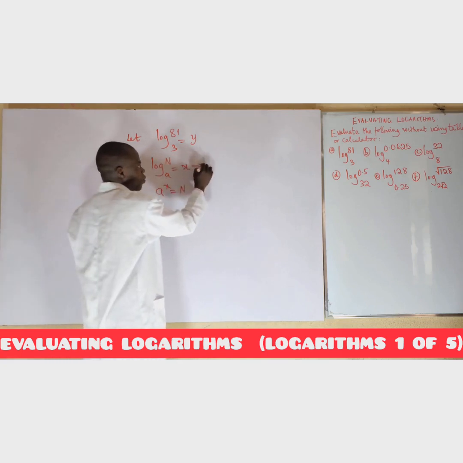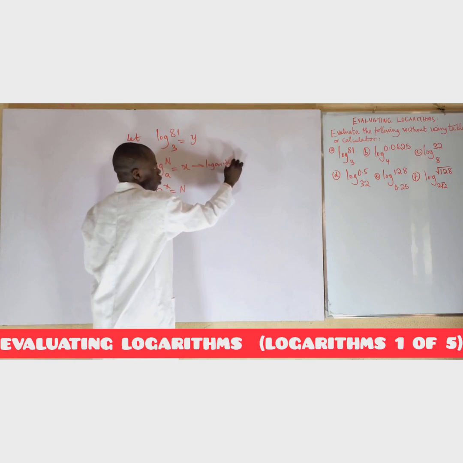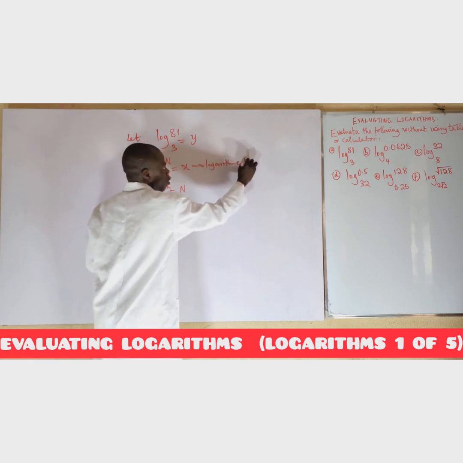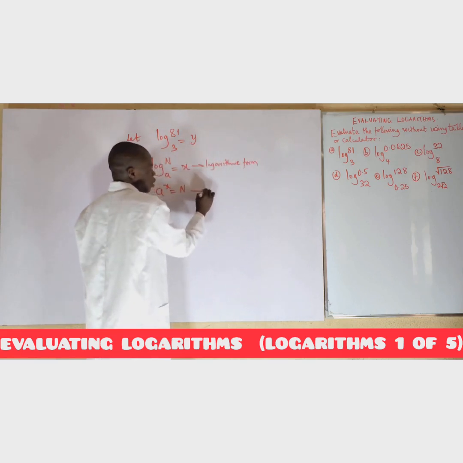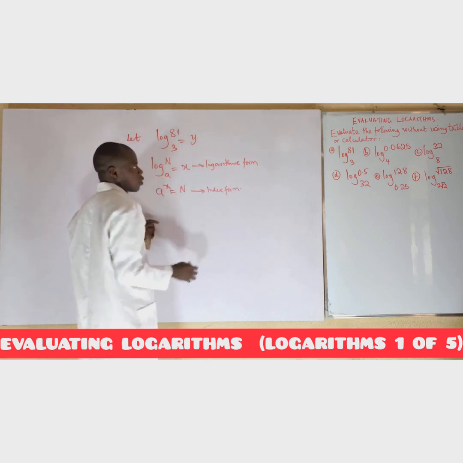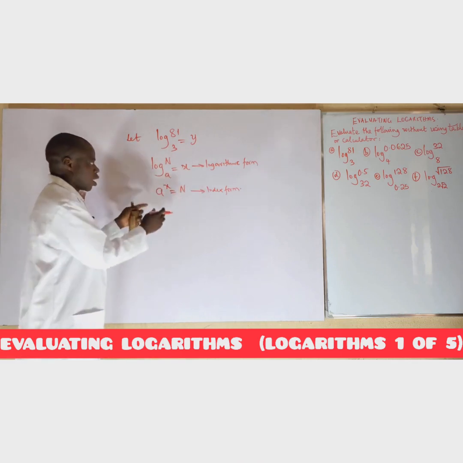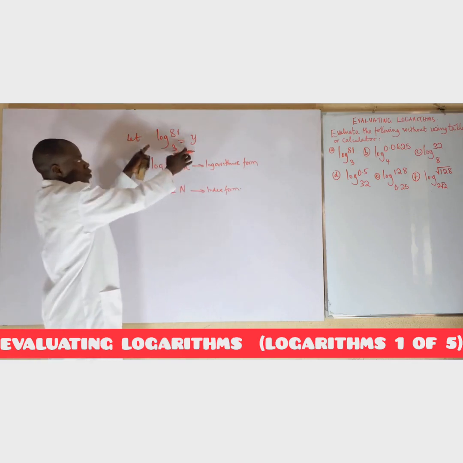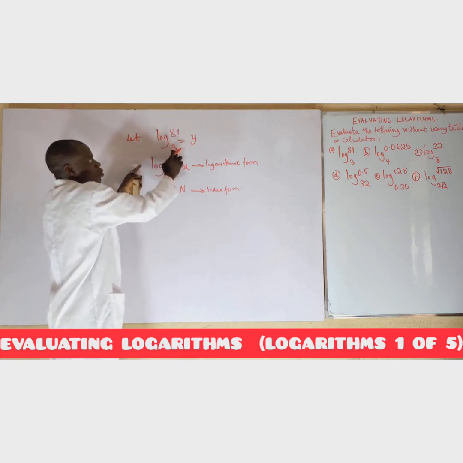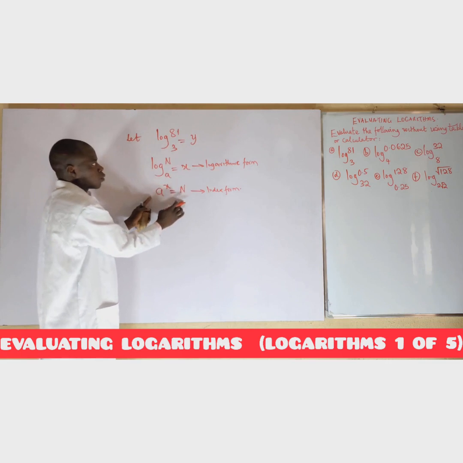So what we have here is what we call logarithm form, and what we have here is what we call index form. This is your logarithm form, and this is your index form. Now, you can write the same thing that you have here. This is log 81 base 3 equals y. You can write it from logarithm form to index form.